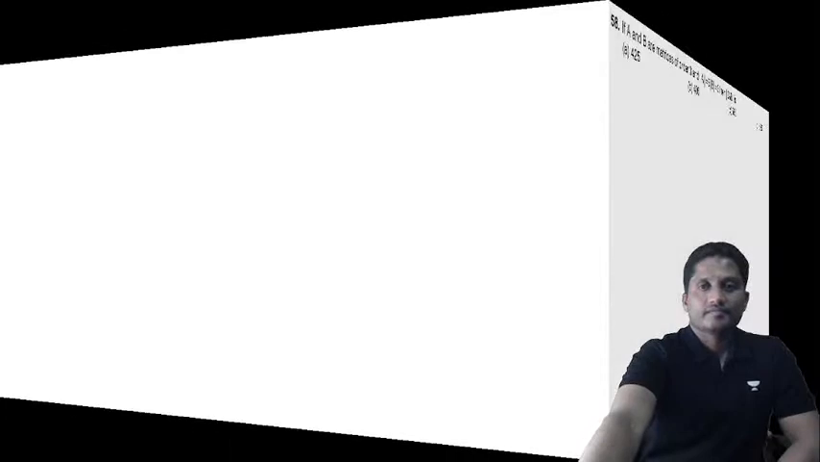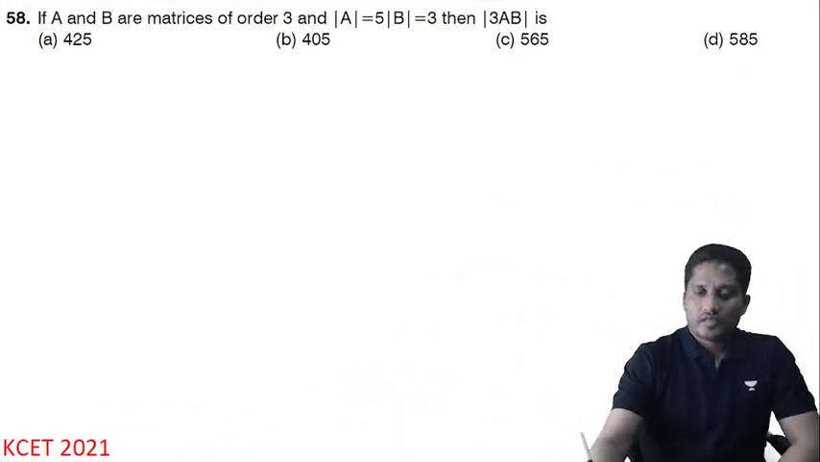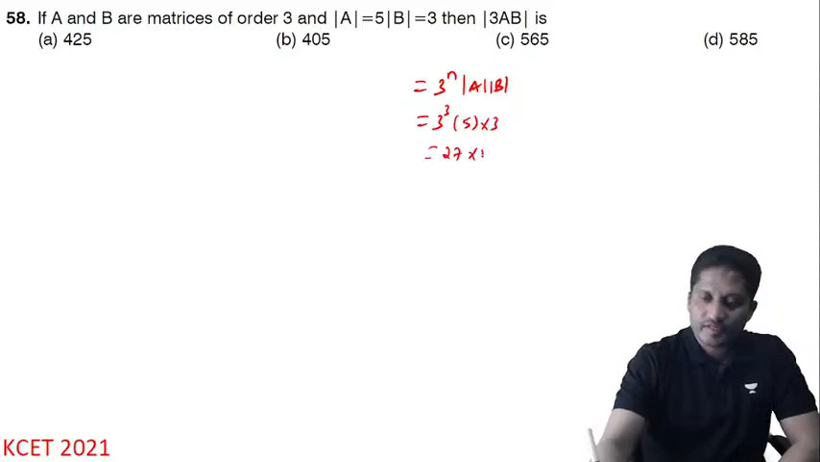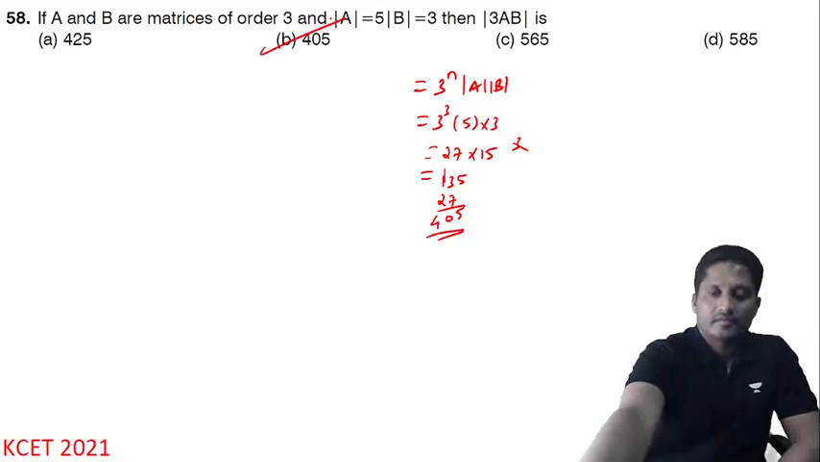Question number 58. If you take 3 outside, it is 3 power n, right, into determinant A into determinant B. N stands for the order of the matrix. A and B are matrices of order 3. So this is 3 cube, into determinant A is 5, determinant B is 3. 27 into 15. 5 7 is 35. 5 2 is 10, 11, 12, 13, plus 27. This is 405. Answer is option B.